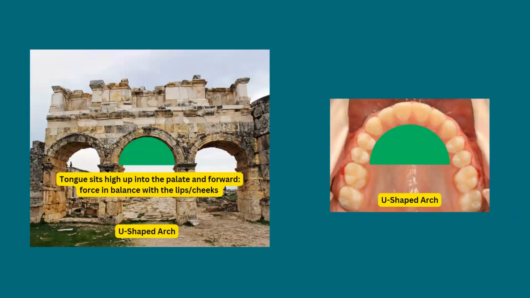Alternatively, what we do want to see is a nice U-shaped arch. Here we have more of a classic Roman arch, and that's formed by the tongue more properly filling the space that it should in the roof of the mouth and being in better balance with the lips and cheeks. So this is what we do want, a nice U-shaped arch.